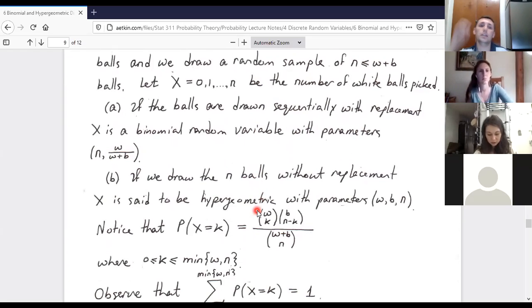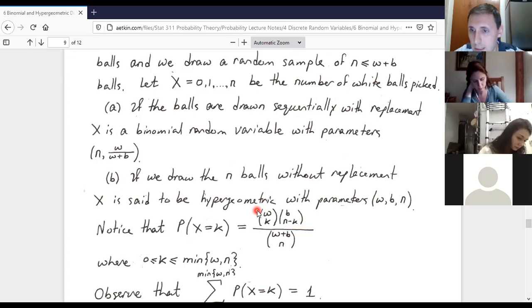Now, on the other hand, if we draw n balls without replacement, X is going to be called hypergeometric. If it's without replacement, the result of one trial now affects the result of the next trial, because I removed the possibility. If I failed, I removed the failure, so now it's more likely that I'll have a success next time. If I have a success, it will be less likely that I'll have a success again.